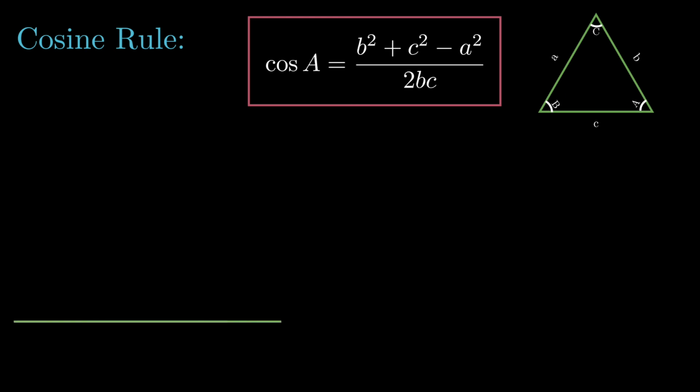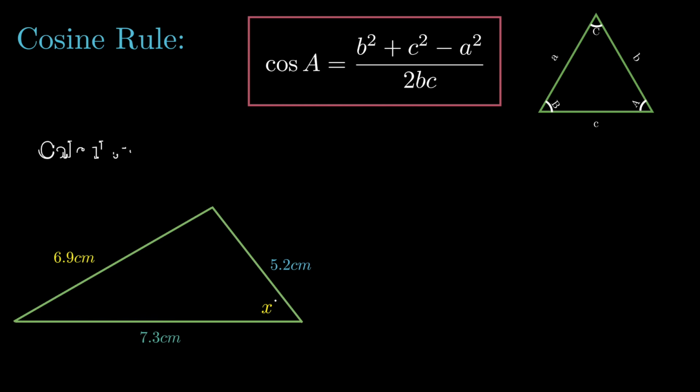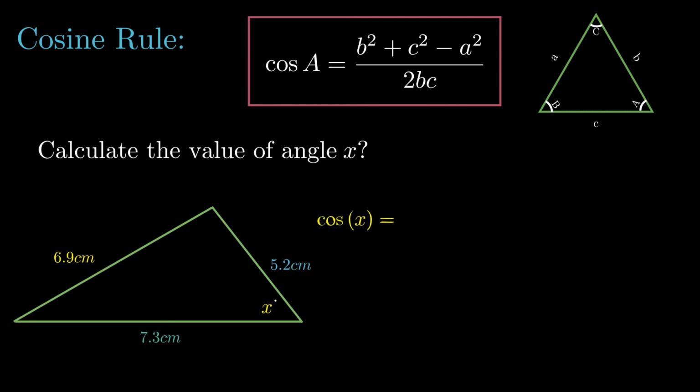This is the final question we're going to go over. So let's construct our triangle. This triangle has lengths of 6.9 centimeters, 7.3 centimeters, and 5.2 centimeters. And the question, same as before, is calculate the value of angle x. So we're trying to calculate what x is. So x is our A, and our side a is going to be 6.9 as they're opposite each other. And then we're left with b and c, either 7.3 centimeters and 5.2 centimeters.